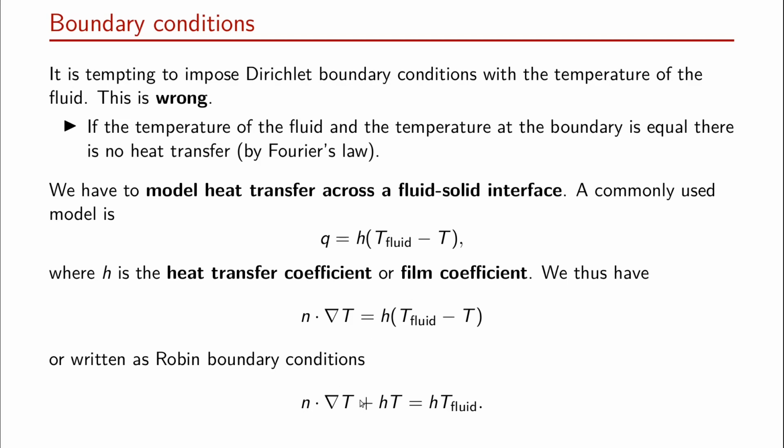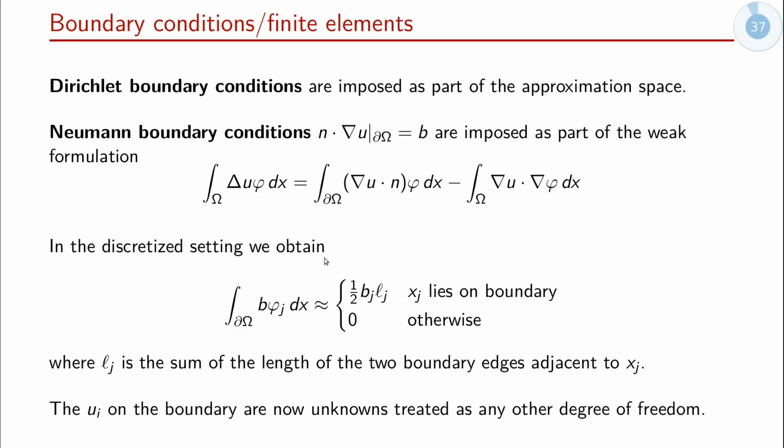So we have a linear combination of the change orthogonal to the interface, to the boundary, plus the function that the temperature at the boundary is equal to some constant value. Okay, so we basically have to impose these Robin boundary conditions in our finite element scheme if we want to model this in an appropriate way.